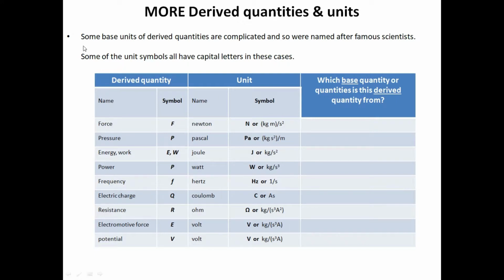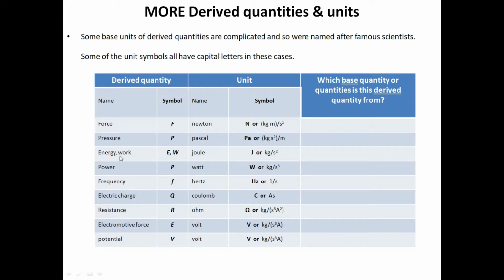So basically we have these, which are named after famous scientists. They're not as complicated as the word here, but they are just named after famous scientists. And some of the unit symbols all have capital letters in these cases. For instance, force is named after the scientist Newton, and we use the big N, but it really means kg m over s squared. And so you can see the base units coming from that: mass, length, and time.